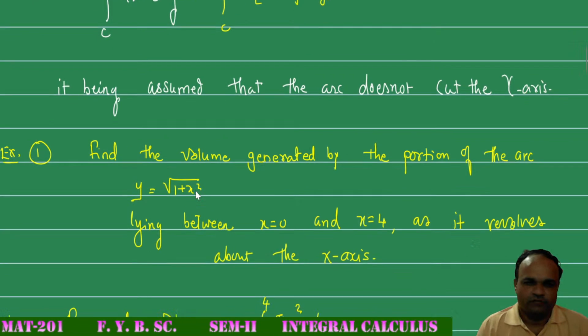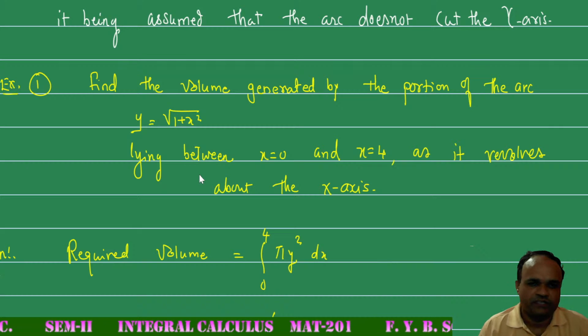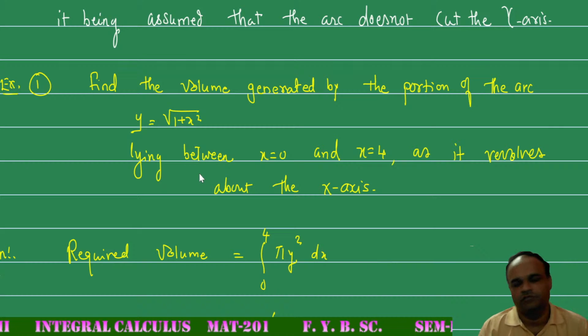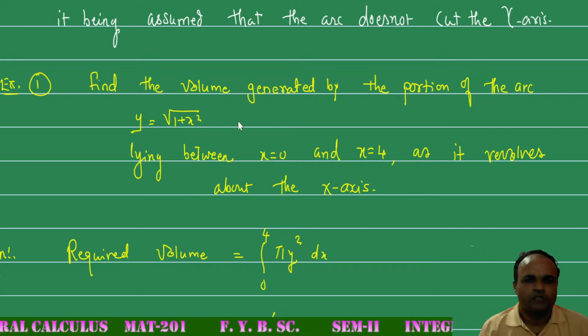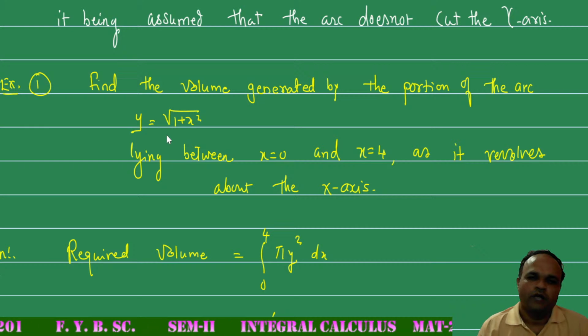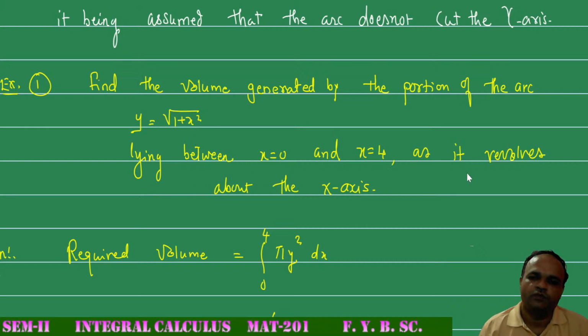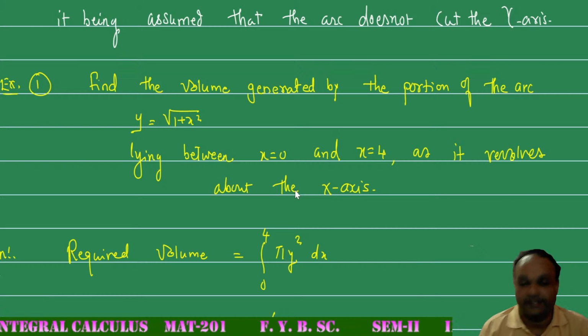Again, as usual, I will solve some examples as illustrative examples, and I will give some examples as homework. Find the volume generated by the portion of the arc y equal to square root of 1 plus x square lying between x equal to 0 and x equal to 4 as it revolves about the x-axis.